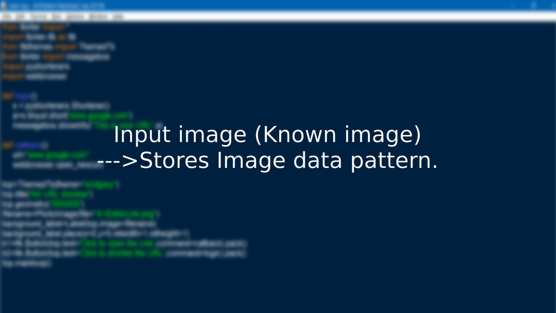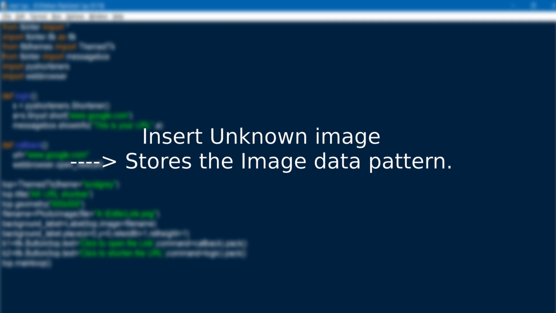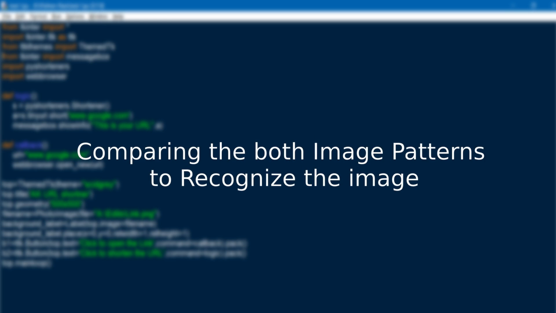Okay. First we are going to load some input image. The input image is considered a known image. After inserting the input image, this package stores the image pattern. Next we need to insert the unknown image. And this package also stores the image pattern of the unknown image. Using both image data patterns, this model is going to recognize the image. And this is the theory only.